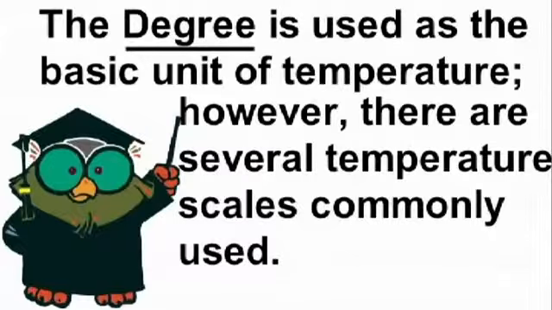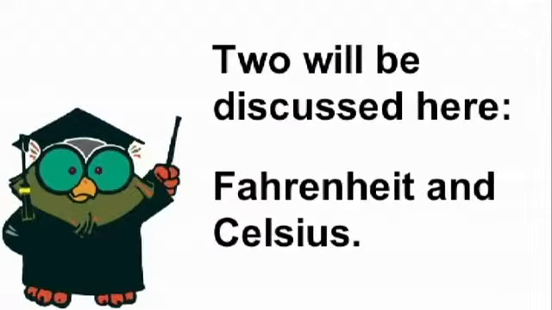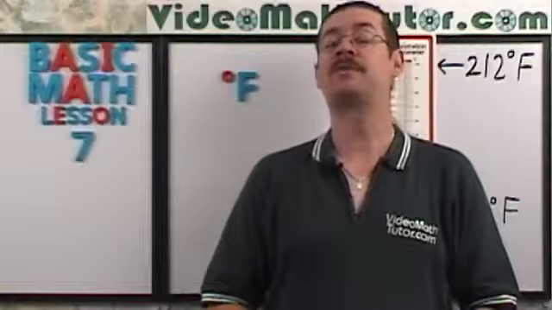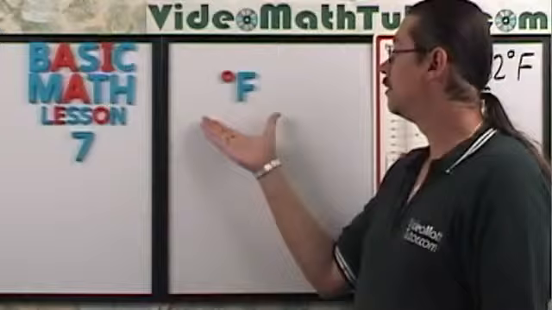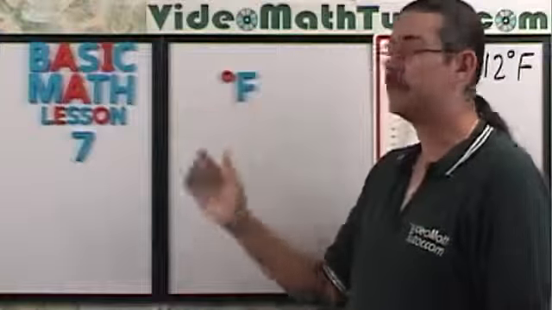The degree is used as the basic unit of temperature. However, there are several temperature scales commonly used. 2 will be discussed here: Fahrenheit and Celsius. Let's first talk about degrees Fahrenheit. Here's the symbol. It's just a capital F, a little circle right there.